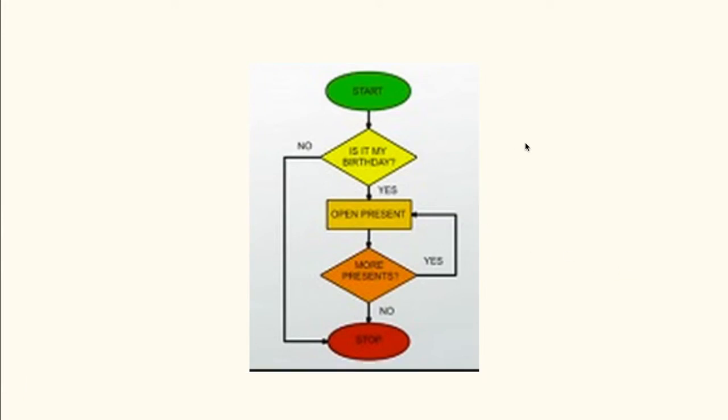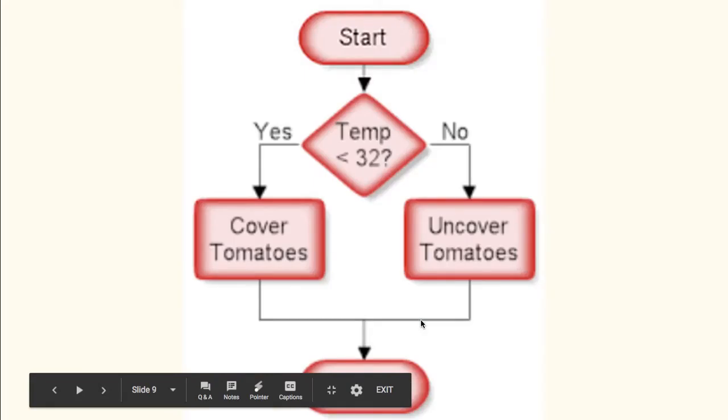Here's another example. This is if you should open a present or not. So we have our start terminal. Then we go down to a decision rhombus. Is it your birthday? If no, then you're just going to go down to the end. If the answer is yes, then you'll carry out the process of opening a present. Then you'll ask the question, is there more presents? If the answer is yes, you loop back up, and we'll talk more about loops in a couple of weeks. But this loop will continue going until the answer to this question is no, and then you stop.